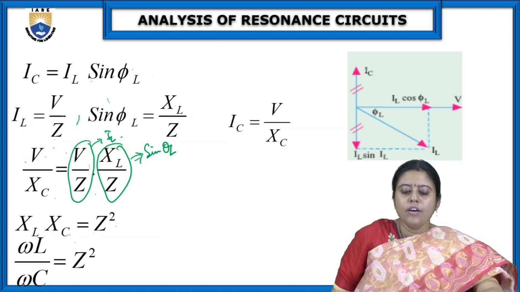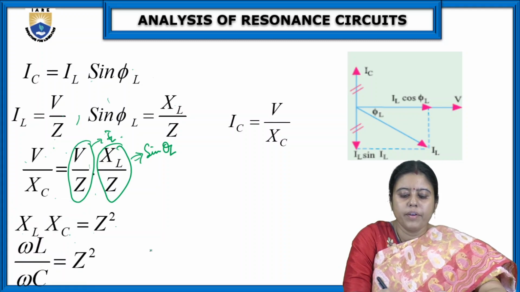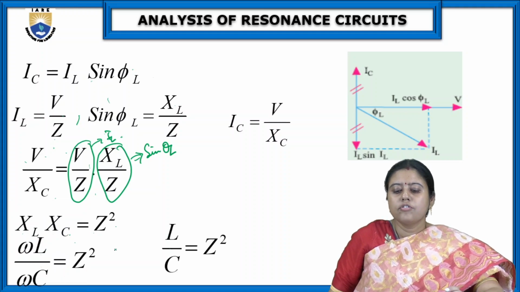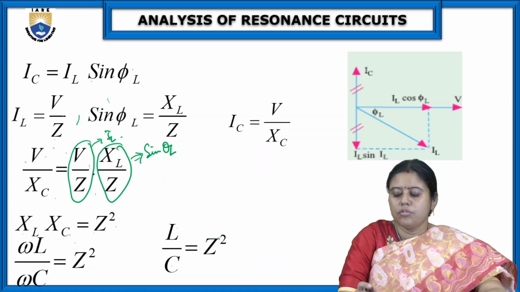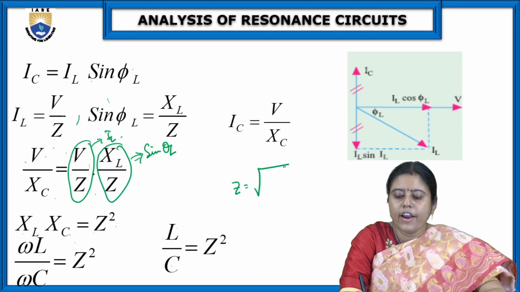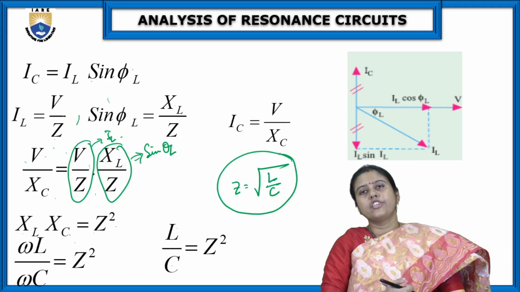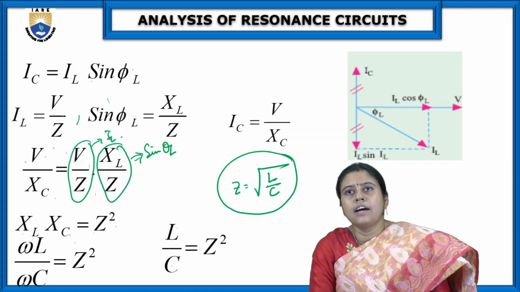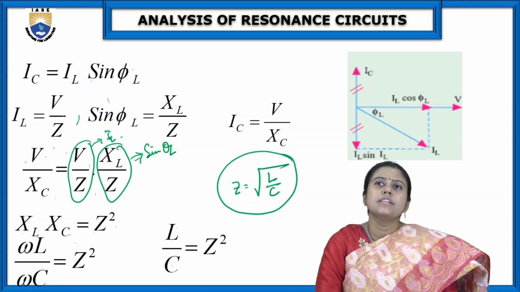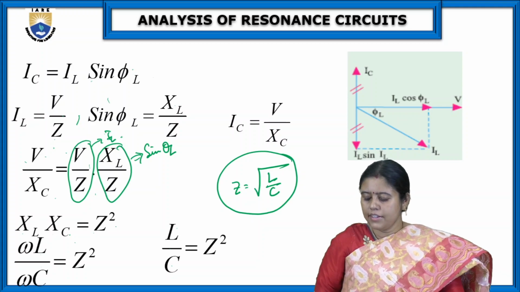So what is that? XL means omega L, and XC means 1 by omega C. So omega L into 1 by omega C gives L by C is equal to Z square, and then what is Z? Z is equal to square root of L by C. This is another relation of the impedance of a series parallel circuit, which is the more practical case.